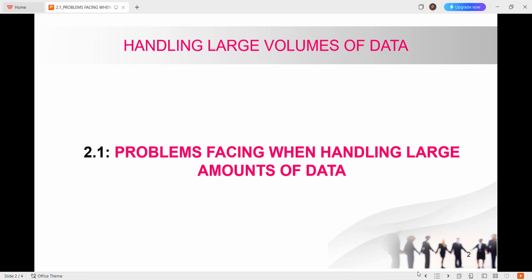Now, in today's session, we will be seeing how to handle large volumes of data. So when I say data science, where it comes into the picture, it mainly faces the problem of how to handle these large volumes of data. In the first session, we will be seeing what problems are faced while handling large amounts of data.